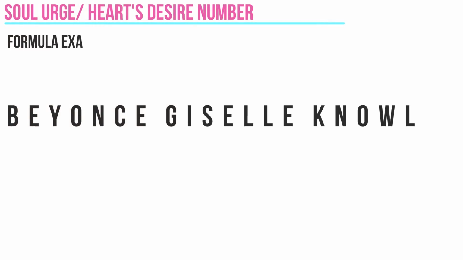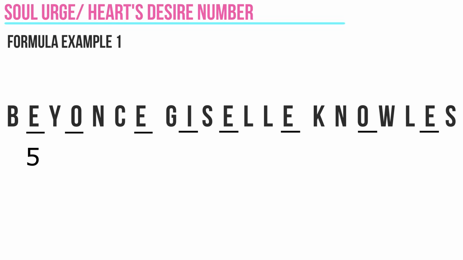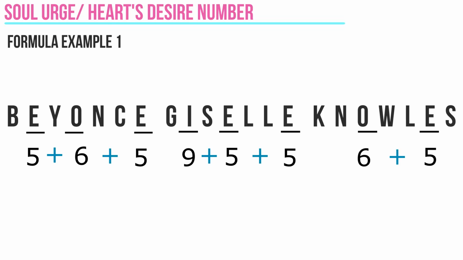In Beyonce's name, we have the E, the O, and the E. In her middle name, we have I, E, and E. And her last name, we have the O and the E. And the corresponding numbers are 5 plus 6 plus 5. In her middle name, 9 plus 5 plus 5. And her last name, 6 plus 5. And so Beyonce equals 16.